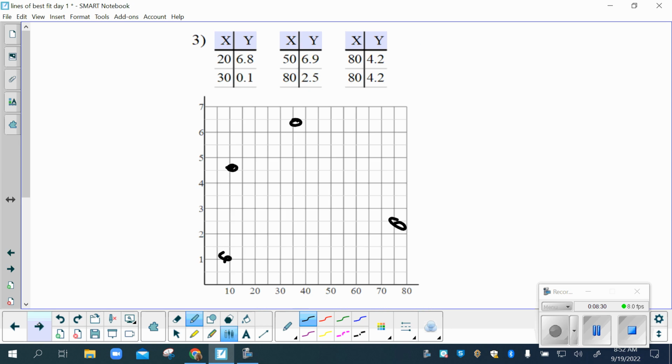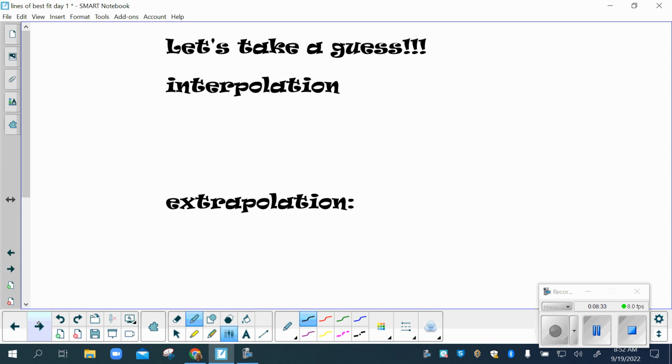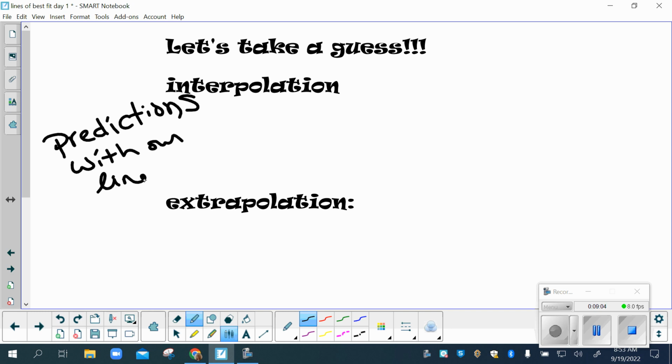So one thing I do want you to write on the little blank space on your front part: I want you to write the word interpolation and extrapolation. We are going to make predictions today, and tomorrow we have a good activity you'll like. We're going to make predictions with our lines. And there are 2 types of predictions that we can make.